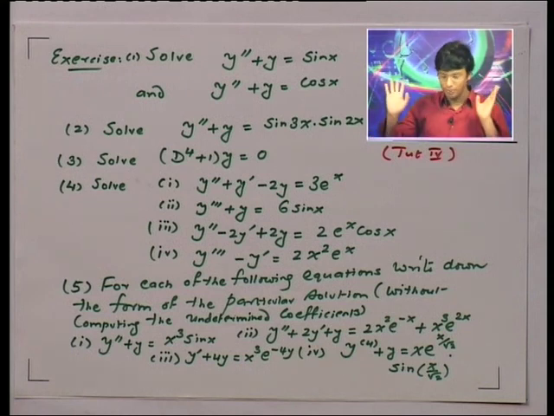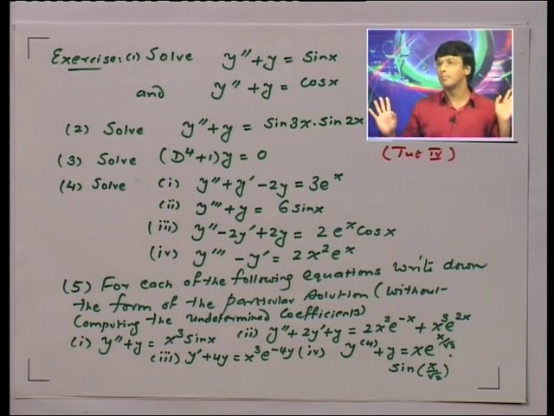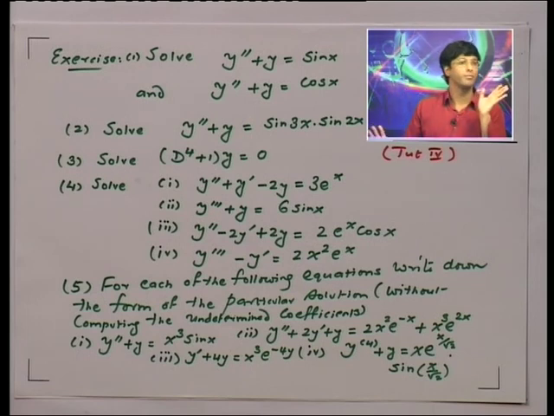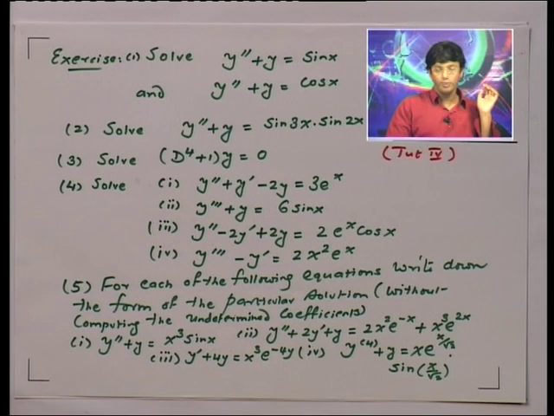So I want the form of the particular solution with the least number of terms, nothing extra should be there, the least number of summands. Is this point clear? And for each of the following, so y double prime plus y equal to x cube sin x.